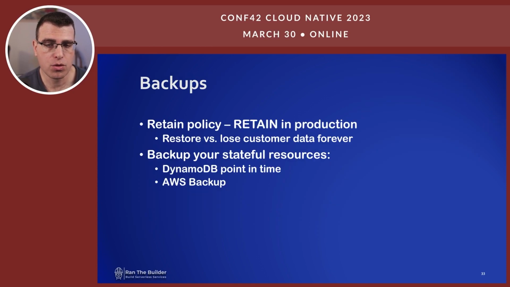Backups. In backups, you should use retain policies like what we saw earlier. It's better to be safe than sorry. You should have the ability to retain the database. Then you can restore the data into a new table in case you delete it, in case you created a new table instead. And you should always back up your resources. DynamoDB has point-in-time recovery. Same thing for Aurora databases. You can use AWS Backup for your resources so you can recover your lost data in case of a disaster.